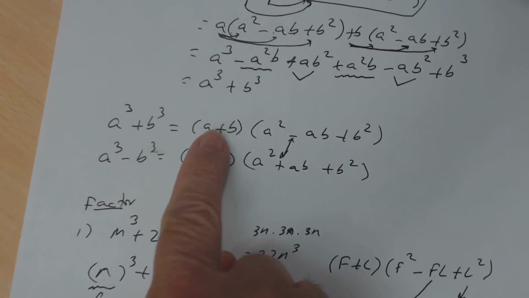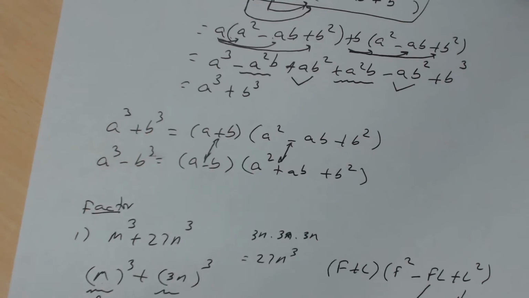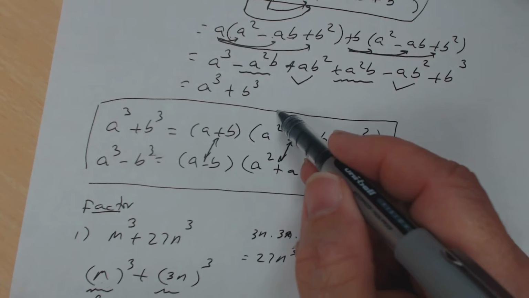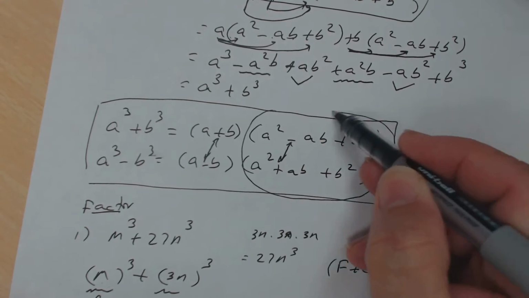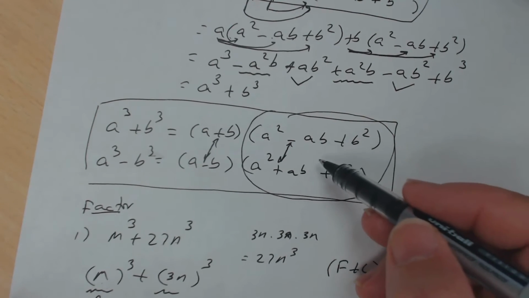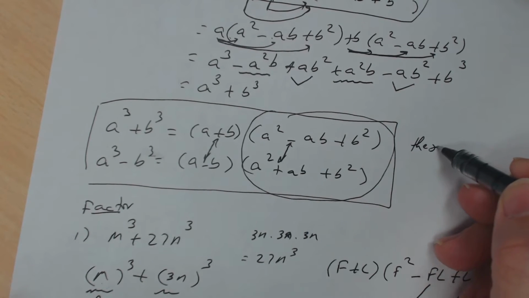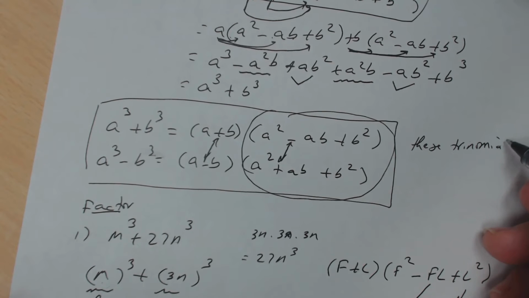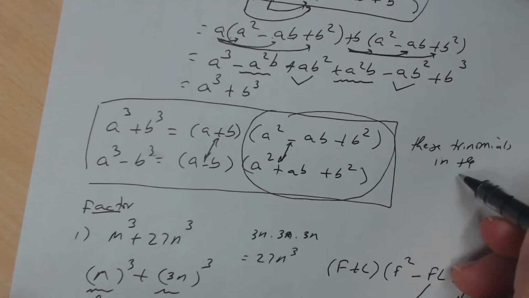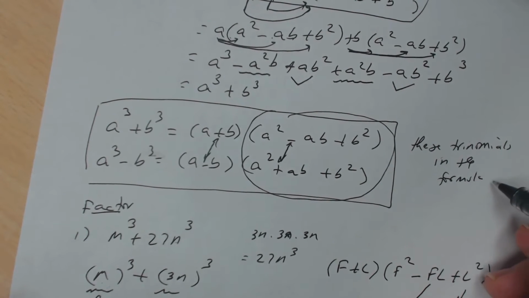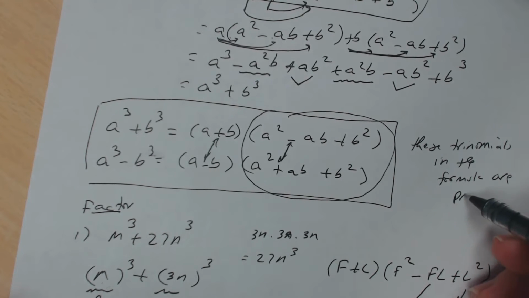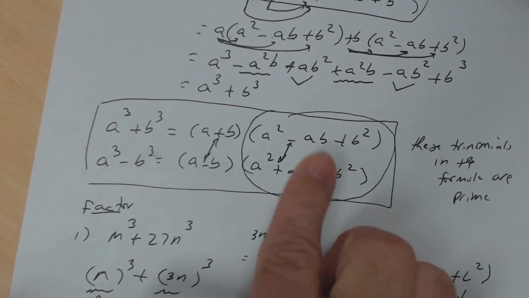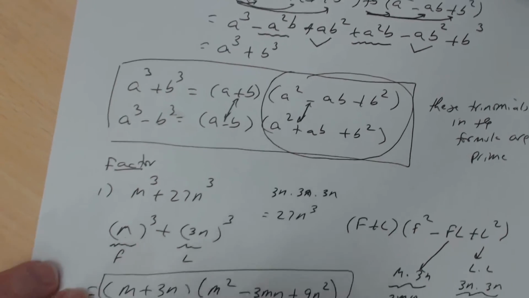So in this formula right here, when you use this formula, these trinomials, you cannot factor further. These trinomials in the formula are prime. So in other words, I cannot factor these any further. Okay? So don't waste your time doing that. It cannot be factored further.